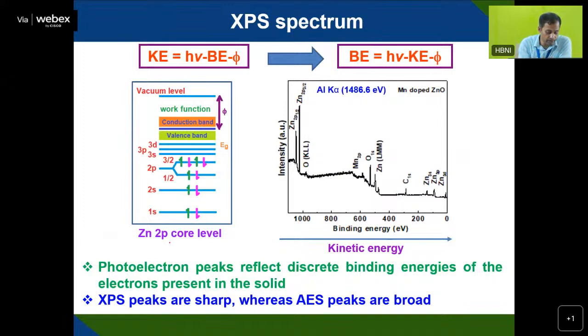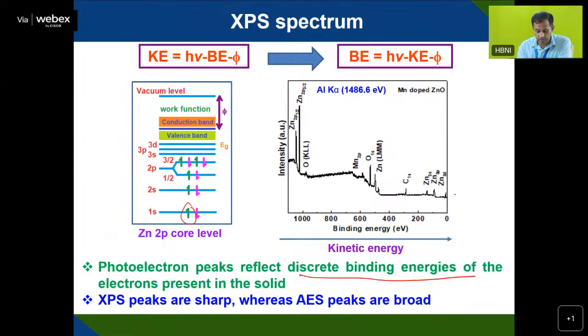You can see the zinc core levels like 1s, 2s, 2p, then 3s, 3p, 3d, the valence band, then the conduction band, and then the vacuum level here. So the core electron, the photoelectron, has to move out because of the X-ray photoelectron interaction. The photoelectron peaks appear here, and you get a photoelectron spectrum, which shows the discrete binding energies of electrons present in the solid. Like this zinc core level that I have shown here.